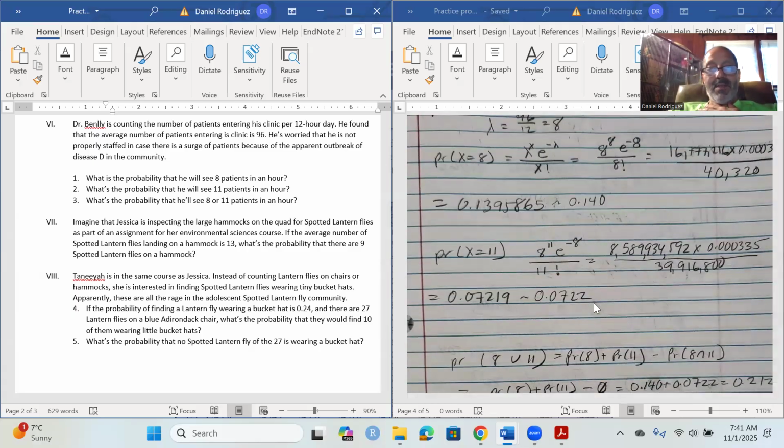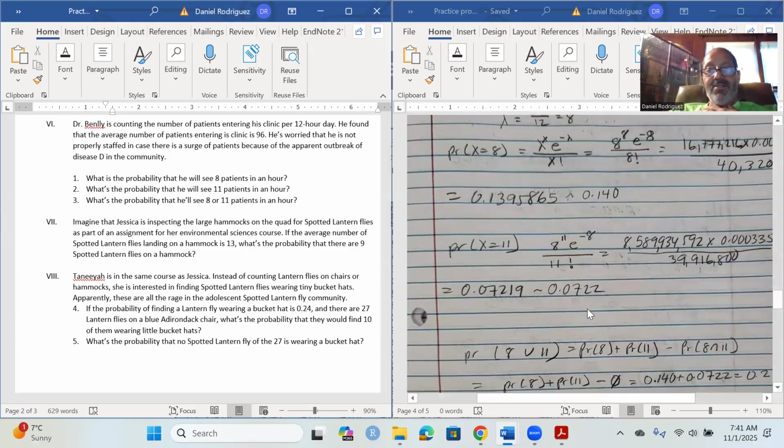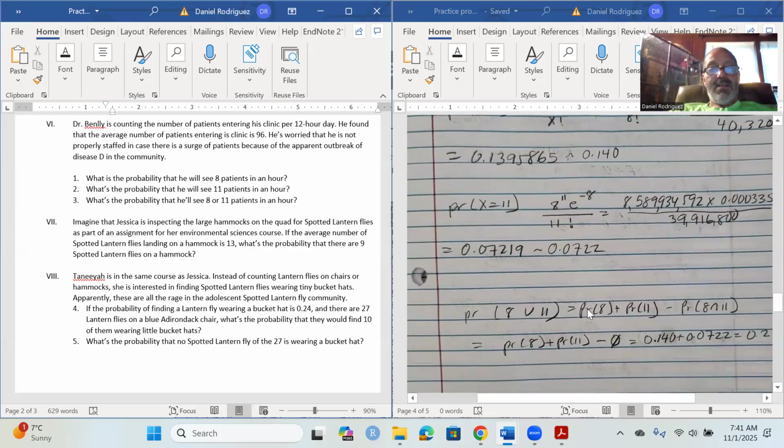I like to play around with this. Probability x is equal to 11. Again, we have lambda to the x, lambda to the 11, 8 to the 11, e to the negative lambda, divided by x, which is 11 factorial. I got 0.0722.